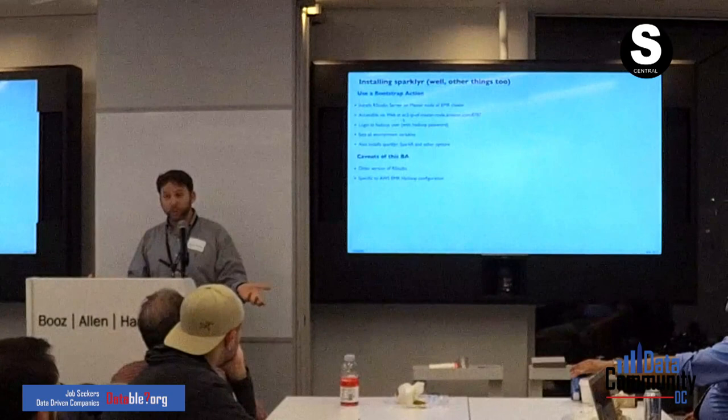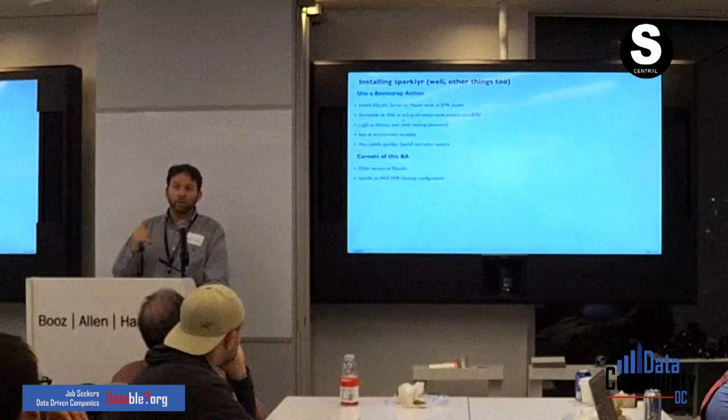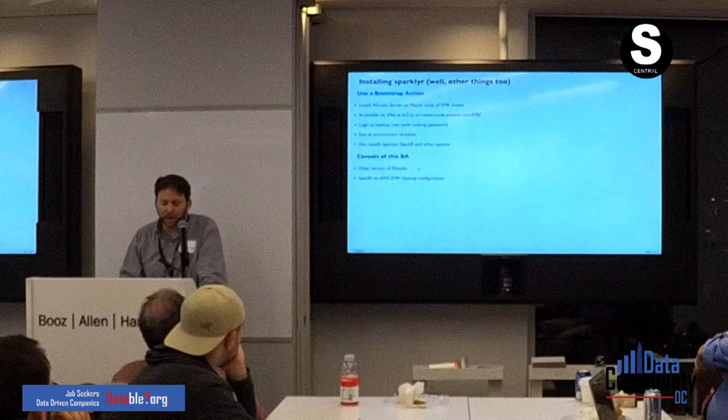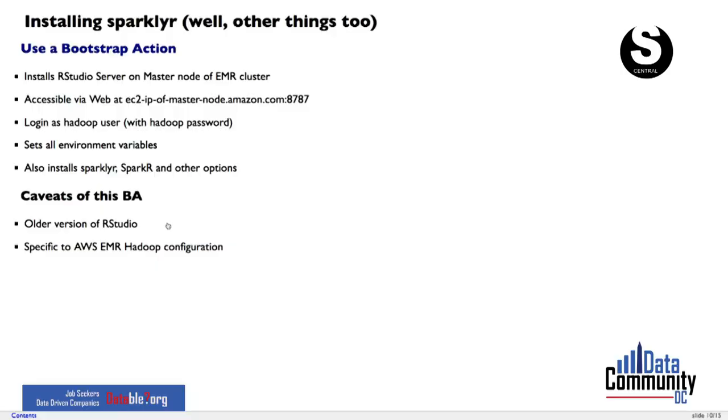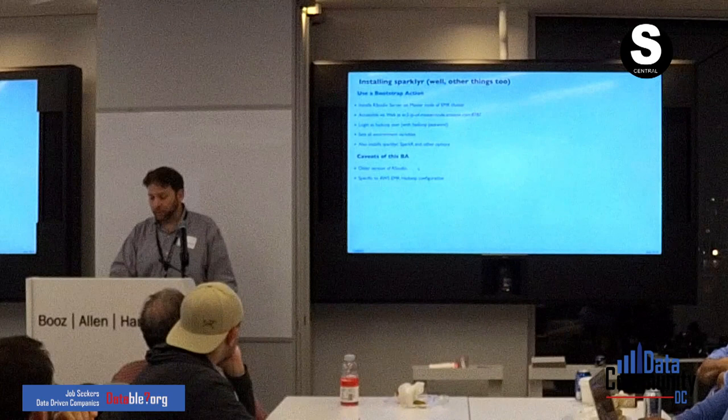It also installs SparklyR. You can install SparklyR without the bootstrap script, but you also have to set the environment variables yourself, and it can be a pain if you don't know what environment variables you need to use. The only caveats about this bootstrap action are that it has an RStudio version that's dated, about a year old. I was trying to update it this week, and I couldn't get it to work. I don't know why. The other downside is that this bootstrap script is very specific to Amazon's platform, because it only runs when you start an Amazon cluster. I'll get to that in a second.